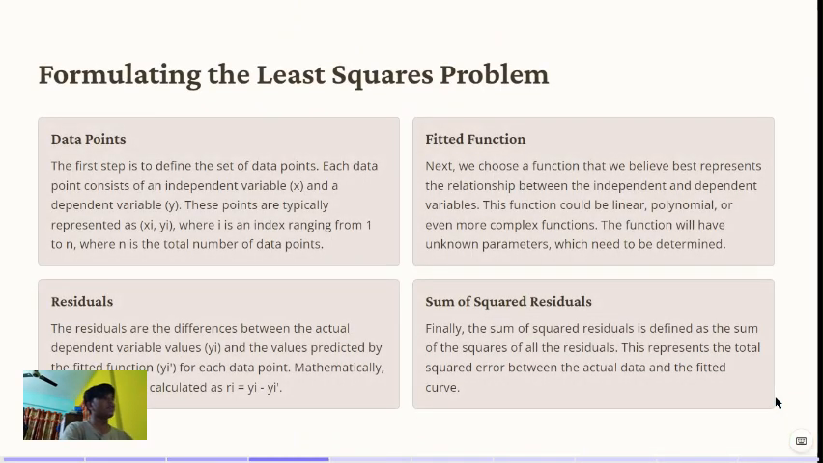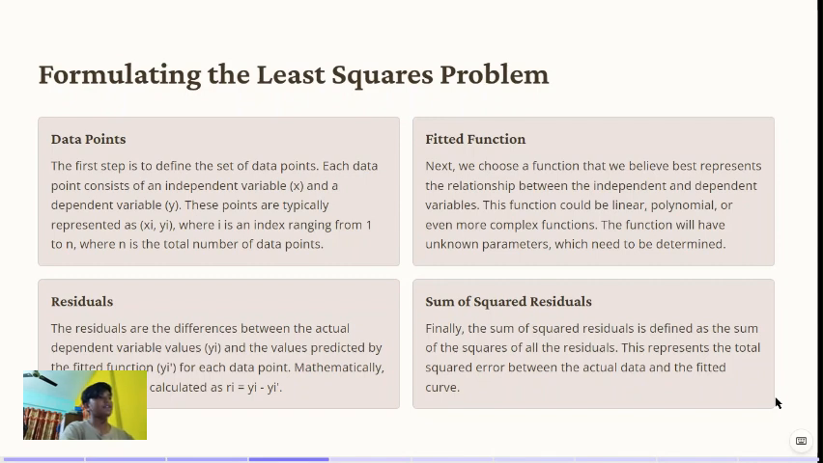Formulating the least squares problem. Data points. The first step is to define the set of data points. Each data point consists of an independent variable x and a dependent variable y. These points are typically represented as (xi, yi), where i is an index ranging from 1 to n, where n is the total number of data points.